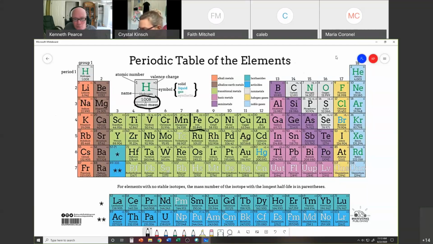If you look at these guys right here, they're in order, right? Go iron, cobalt, nickel, but look at the masses. It goes 55.8, then it goes 58.9, and then it goes down to 58.6. If you were to put these in order by mass, you would actually switch cobalt and nickel with each other.